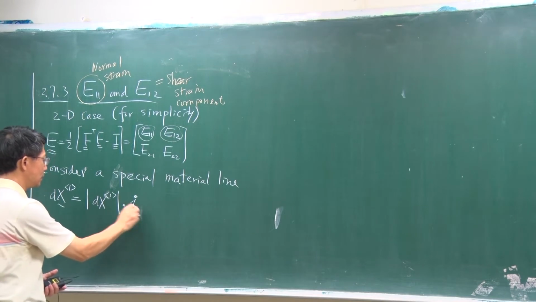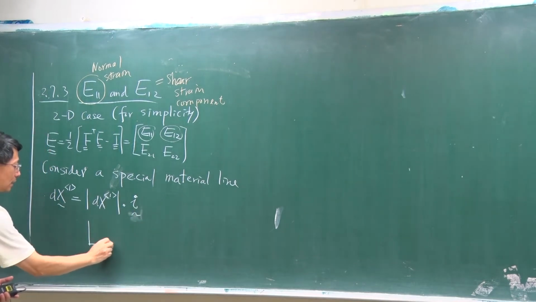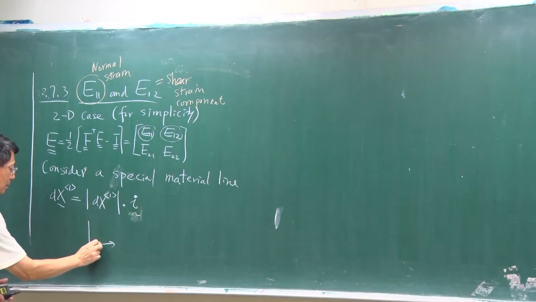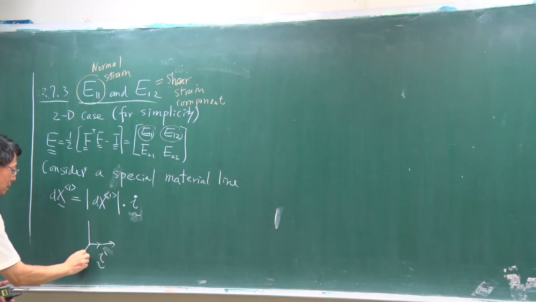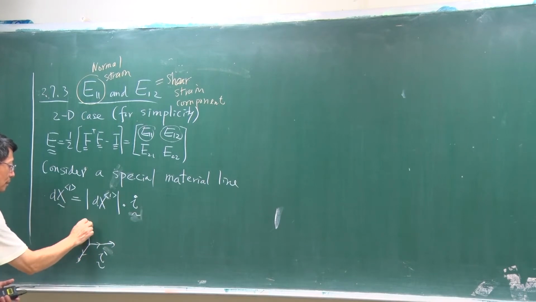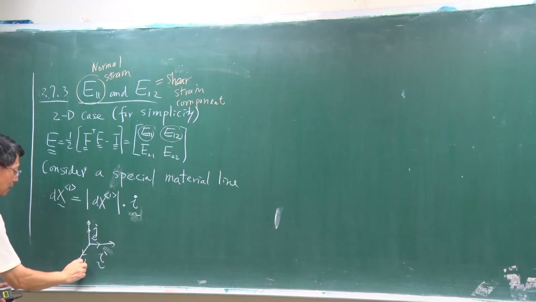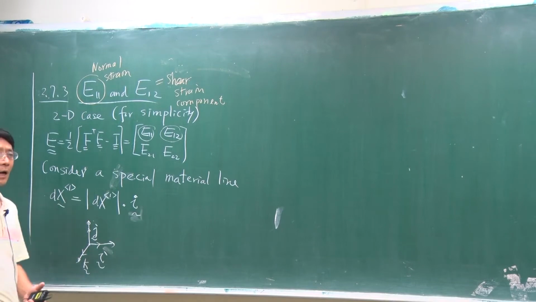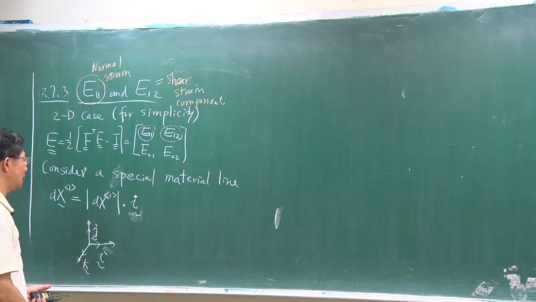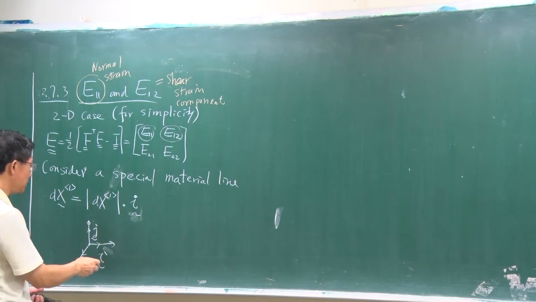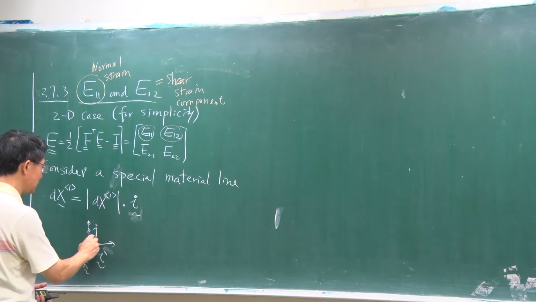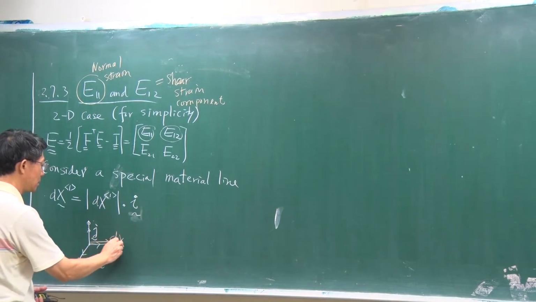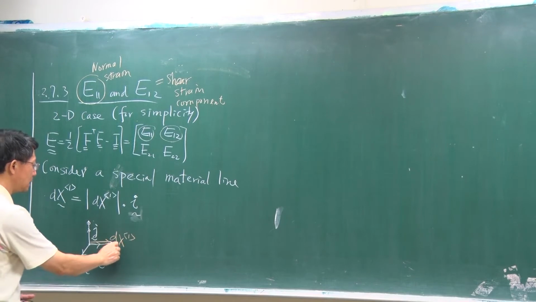What is I? I is the base vector. i, j, and k are the base vectors. 这 I 就是那个坐标的基底向量，OK? So what is this? It means that the material line is in this direction. Okay, this is the material line.